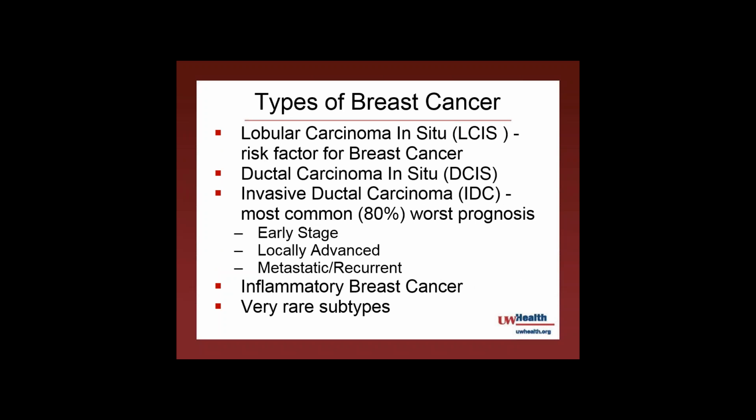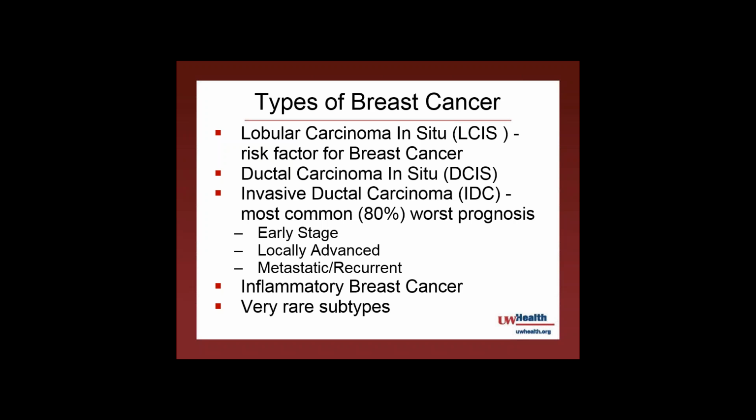Types of breast cancer. We've already discussed lobular carcinoma in situ, which is really not breast cancer. It's not even a premalignant lesion. It is a risk factor for breast cancer. Ductal carcinoma in situ has been called a premalignant lesion, depending on what material you're looking at, but it is treated and it is categorized under the types of breast cancer, but it really is not a cancer. It's kind of a premalignant lesion, but it can progress or recur and come back differently.